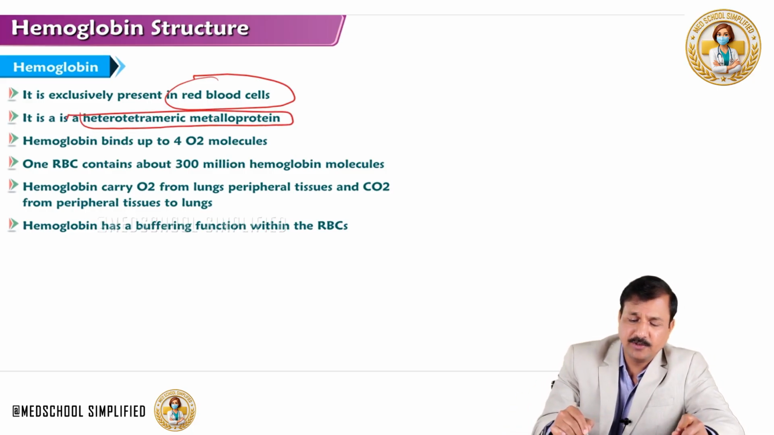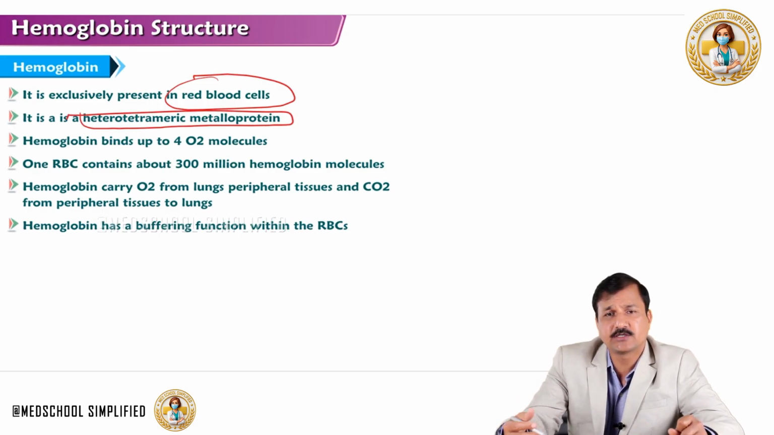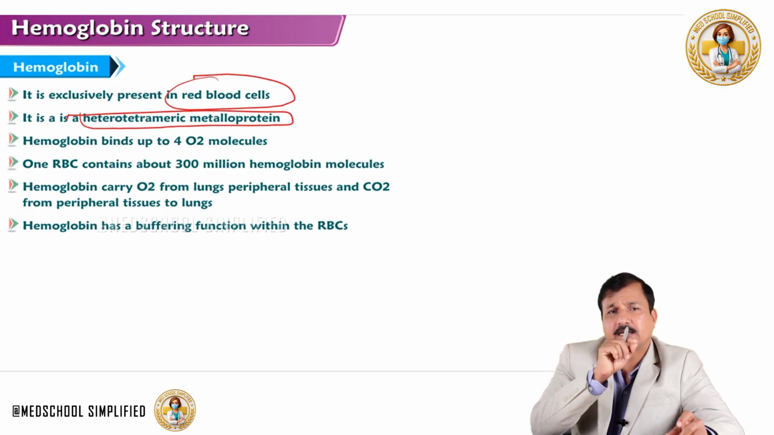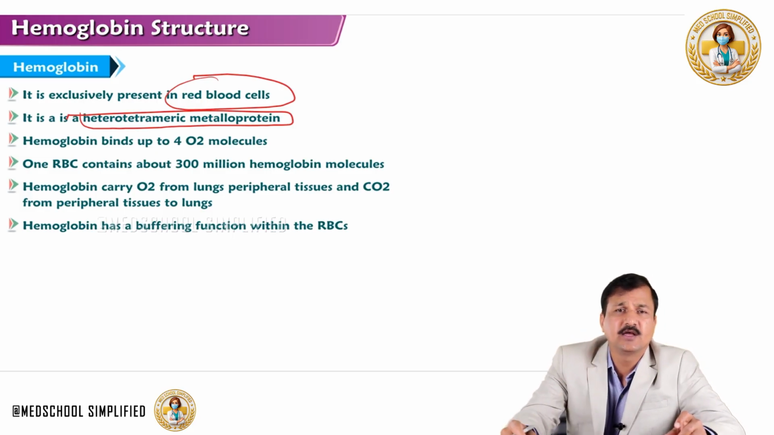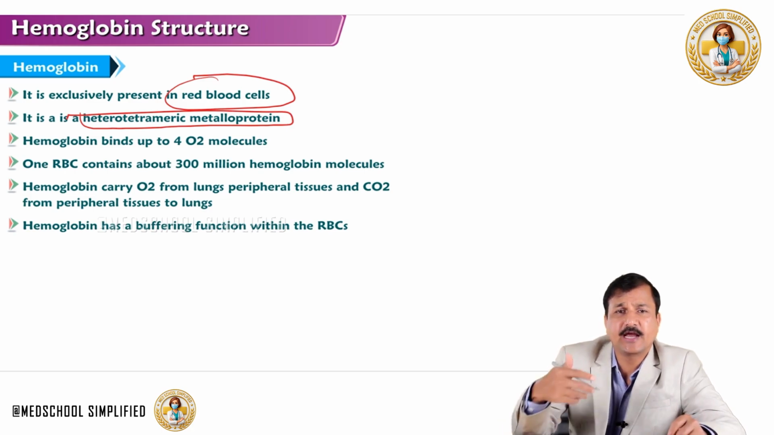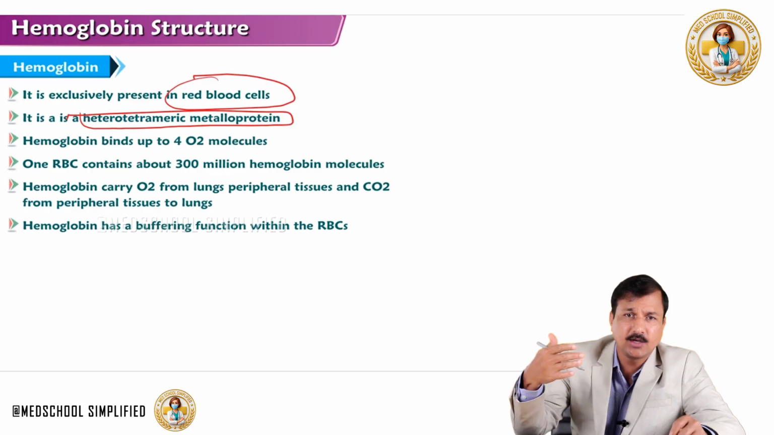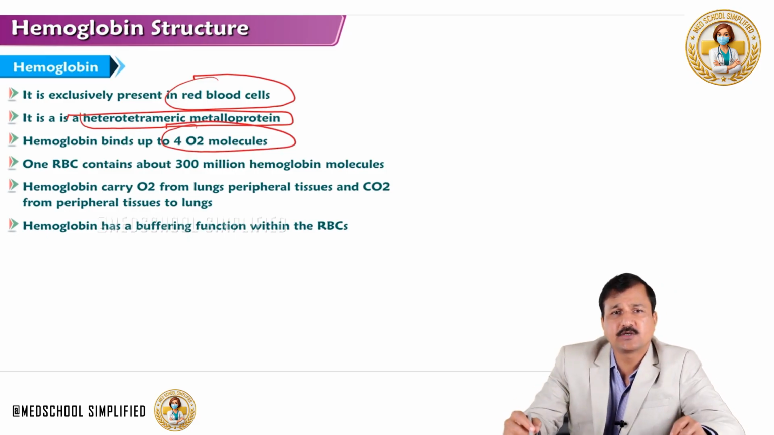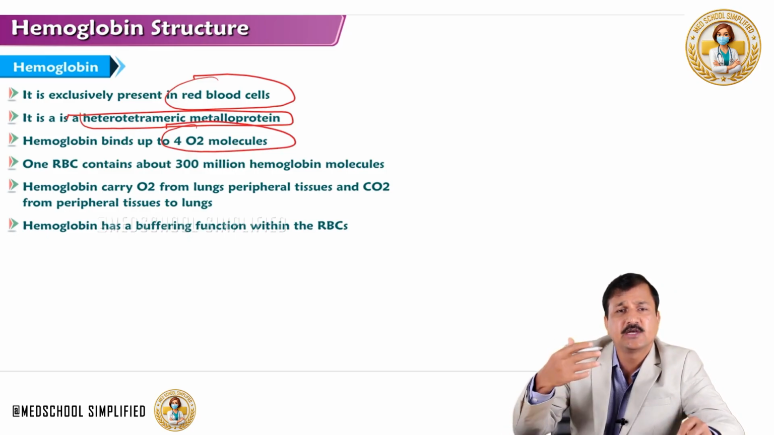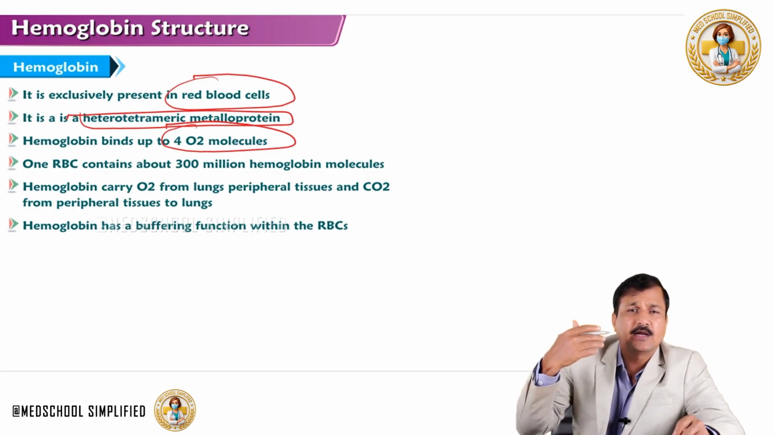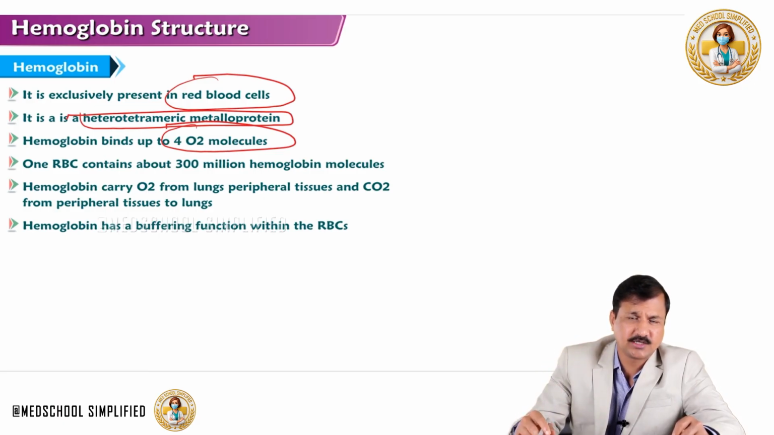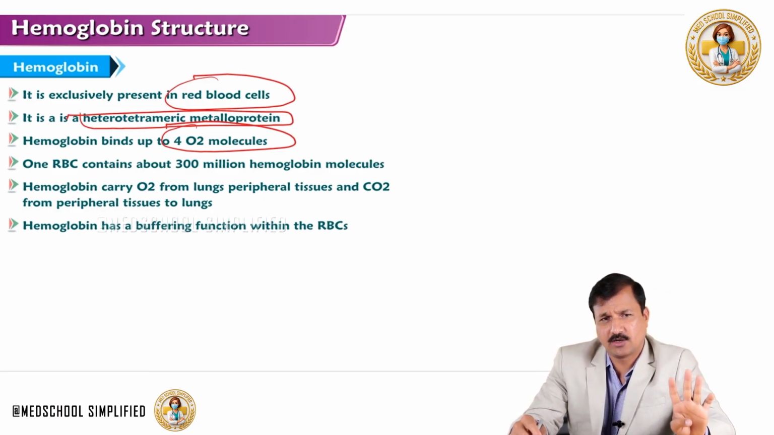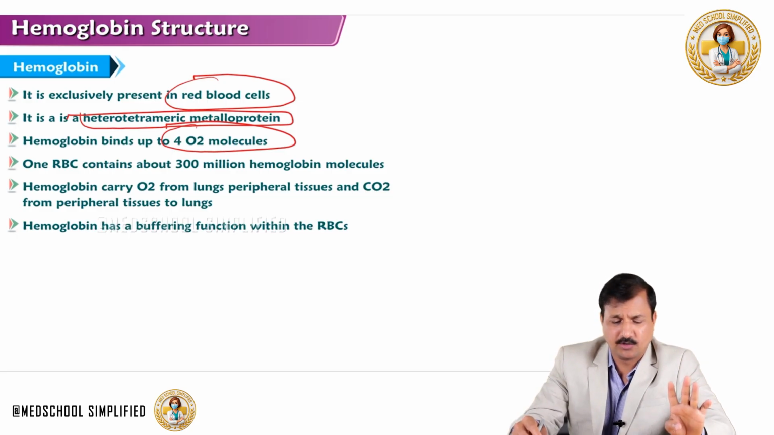That means hemoglobin has 4 subunits, and these 4 subunits are of different types, and each subunit contains a heme group, and that heme group has a ferrous iron within it, and that's why it is called a heterotetrameric metalloprotein. Okay, so hemoglobin binds up to 4 molecules of oxygen because it has 4 subunits. Each subunit has 1 heme group, each heme group has 1 ferrous iron, and 1 ferrous iron will bind with 1 molecule of oxygen. That means with 4 subunits, 4 molecules of oxygen can bind to a hemoglobin molecule.